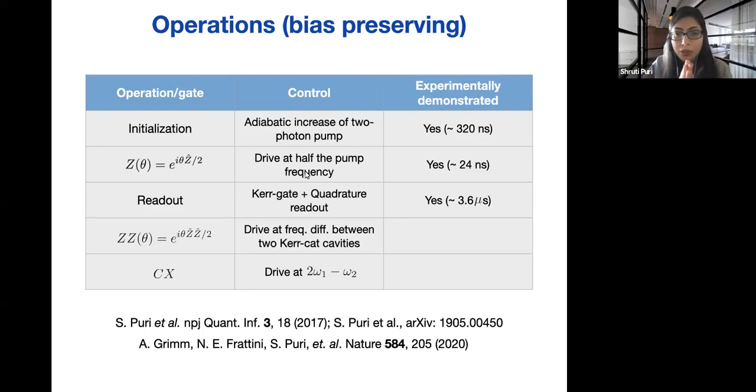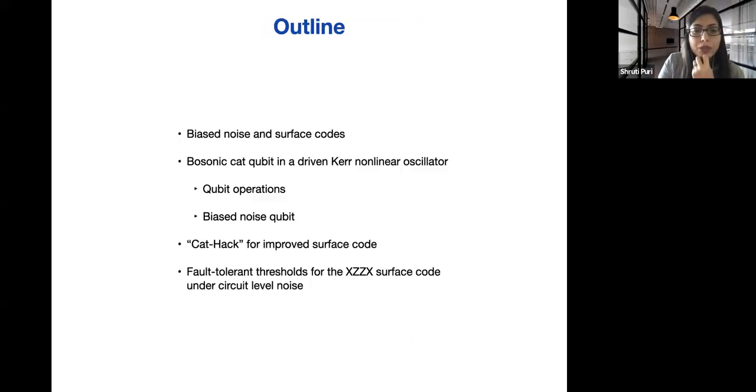So here are the different operations that we can do in the system. I'm not going into the details, but I want to tell you that we can do all the operations that we want, and some of these have been demonstrated in the experiment. But now I want to go to the CX gate and tell you more about that.